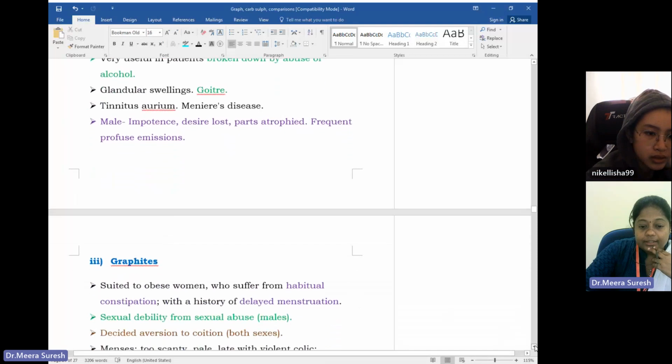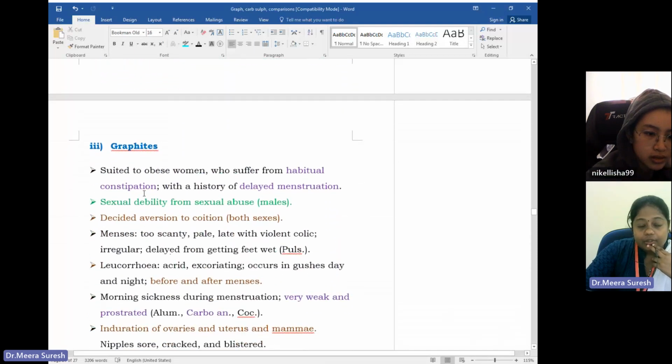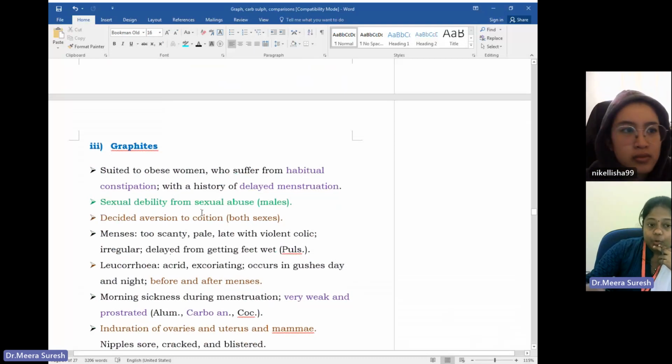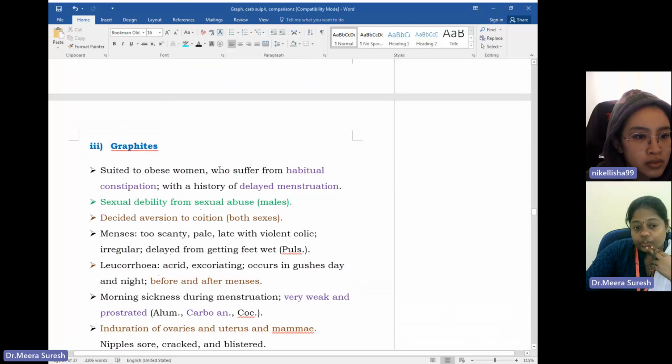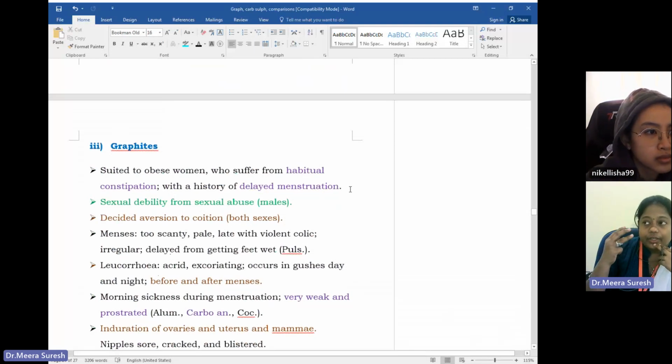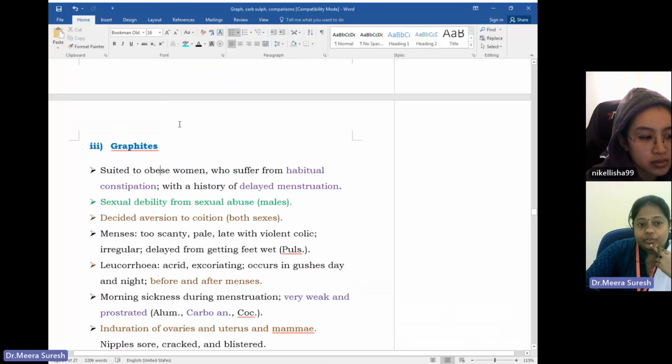Then, in case of graphitis, they're having a lot of symptoms in the glands. Actually, when we say about the gland, because I put the female and male reproductive system also over here, it started with the constitution. So, graphitis generally obese women, habitual constipation, and delayed menstruation. If we have to say three symptoms regarding the constitution, like in a triangle, we can say like that: obese women, habitual constipation, and delayed menstruation. That would be the graphitis constitution.